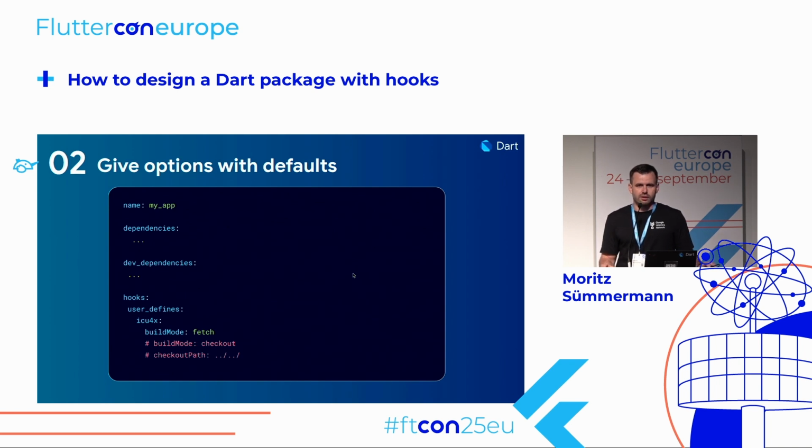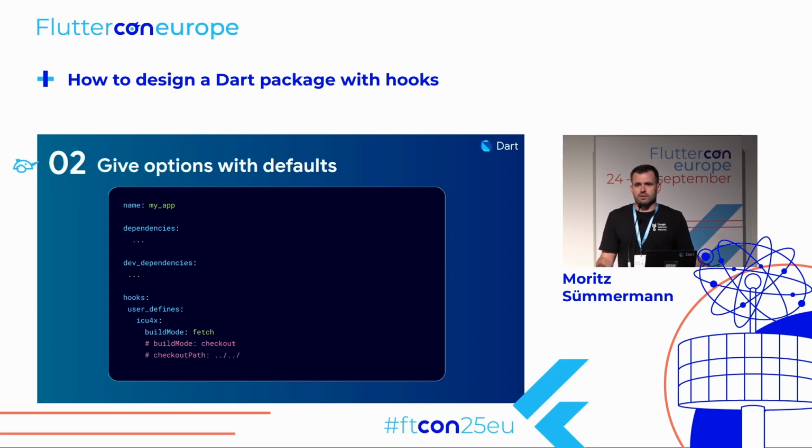Another good idea, I think, is to give options to users. In this case, if you have these native assets, and in this case of this Rust library, you can have different ways of getting this Rust library, right? You could either download the Rust toolchain and build this Rust library yourself, and that would be the checkout mode, and you can give a checkout path of this ICU4X checkout you have locally.